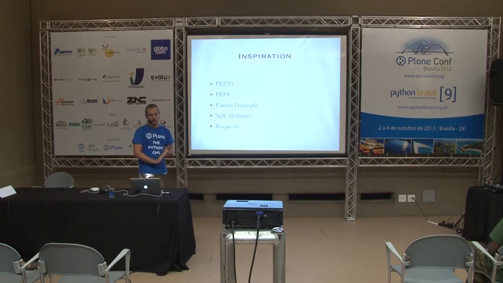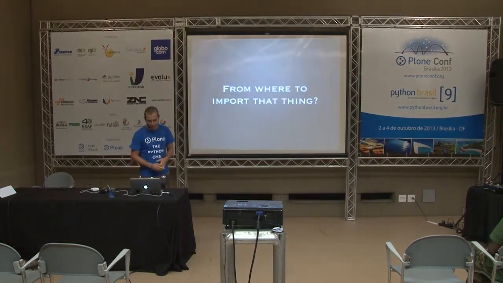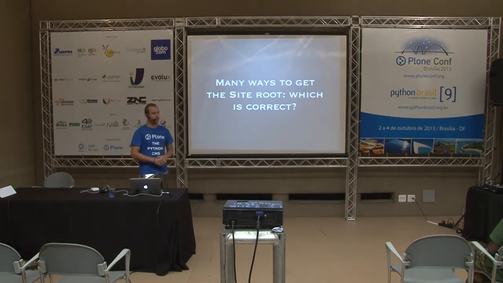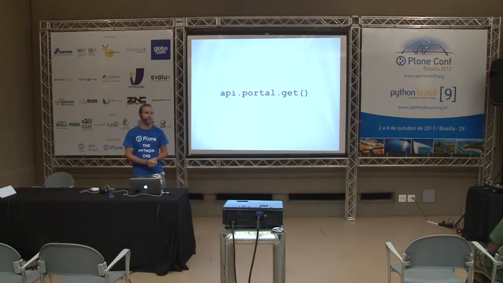The inspiration for Plone API were all these fine documents and principles. We took a look at libraries that we thought are doing it well, and we tried to model after them. So with the Plone API, from where to import that thing, you always do this. You always from plone import api, and that is the only import line that you have to memorize. And then coming to how to get the site root, it's api.portal.get.